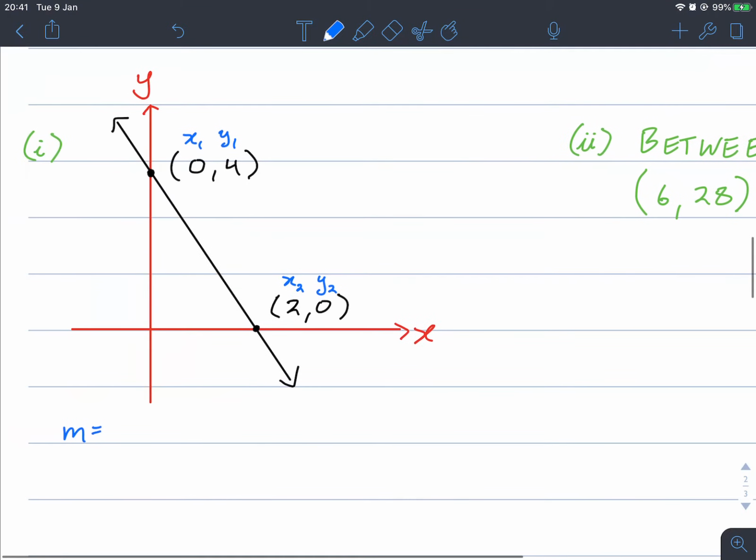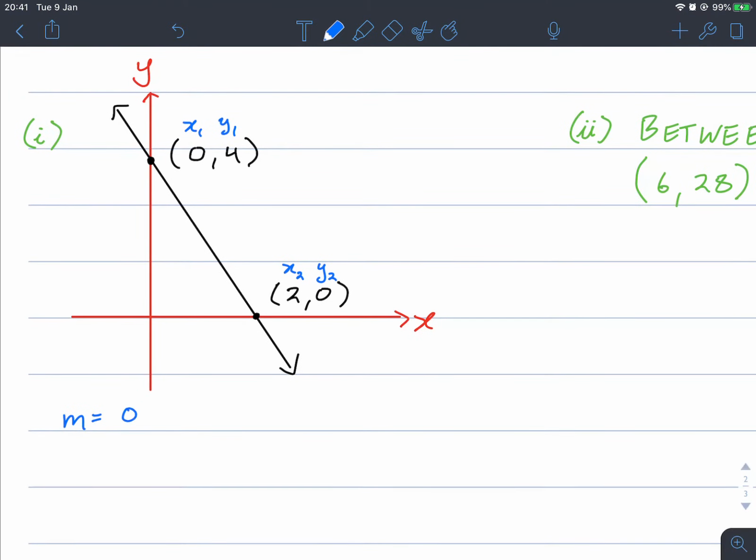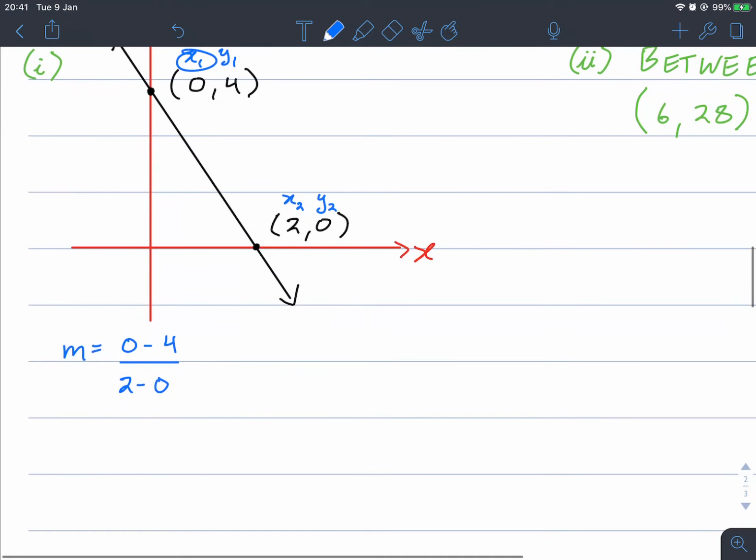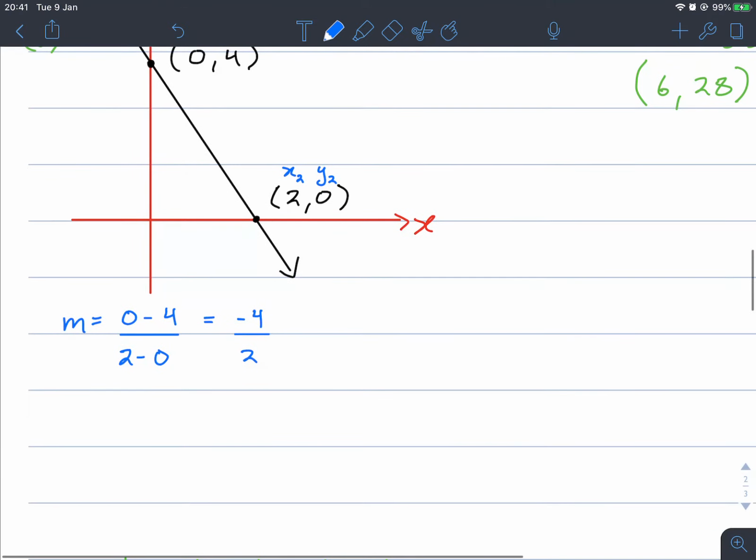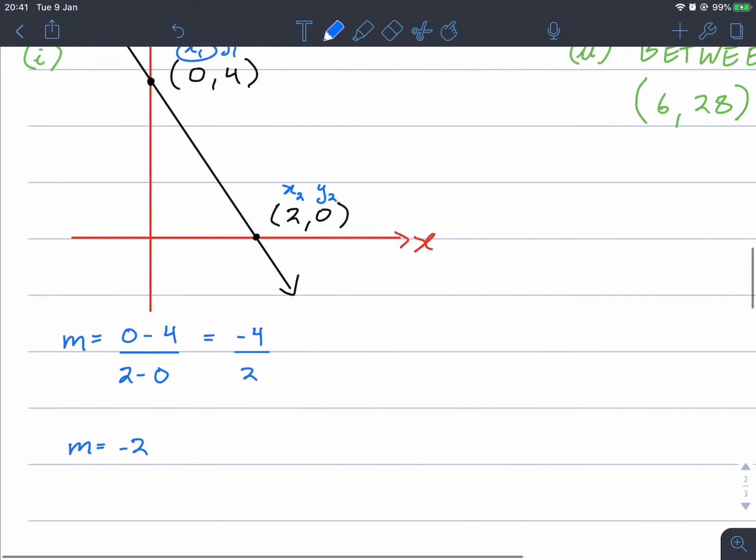Well, y2 is 0 minus y1 of 4, all divided by x2 minus x1. Evaluating this, 0 take away 4 is -4. 2 take away 0 is 2. That means our gradient is -4 on 2, or just -2.